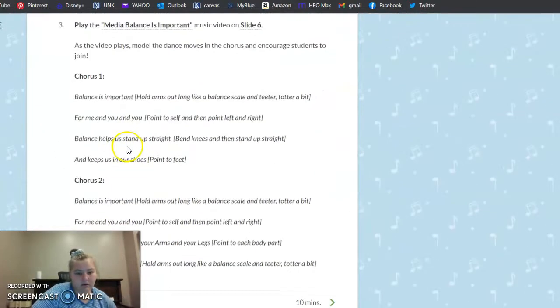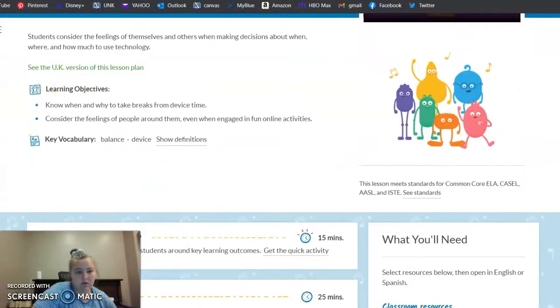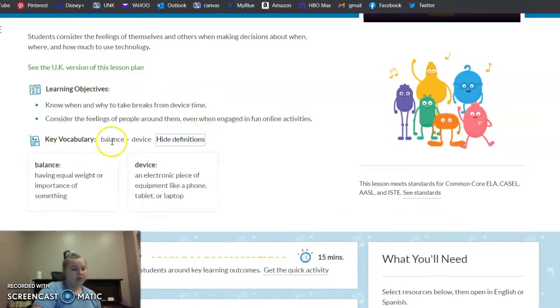I'd go over the learning objectives at the beginning: know when and why to take breaks from your device, and consider the feelings of people around you. Just go over what people may think and why you should take breaks from devices. I'd go over the vocabulary and definitions of balance and device so they know what those are more.